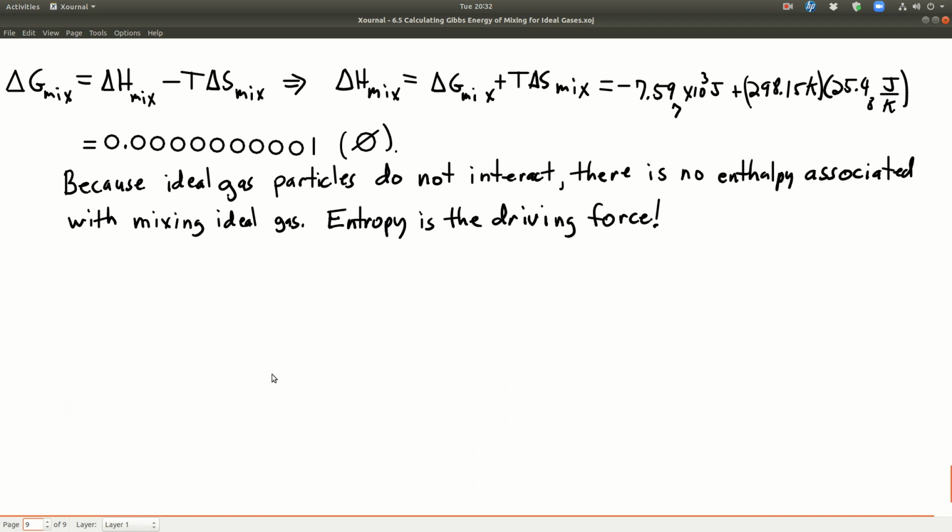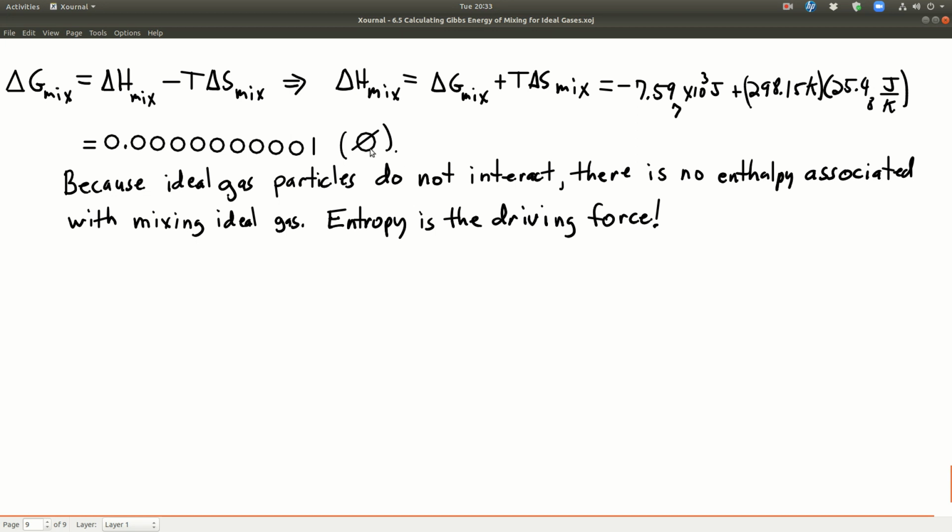And finally, let's look at the driving force in this mixing. Remember, delta G is delta H minus T delta S, right? So if we solve for delta H, we already calculated delta G of mixing and delta S of mixing. So if we plug those numbers in, negative 7.597 times 10 to the third joules, plus the temperature, 298.15, times delta S of mixing, 25.48, I get basically 0, like 1 times 10 to the minus 10th, which is just rounding error.